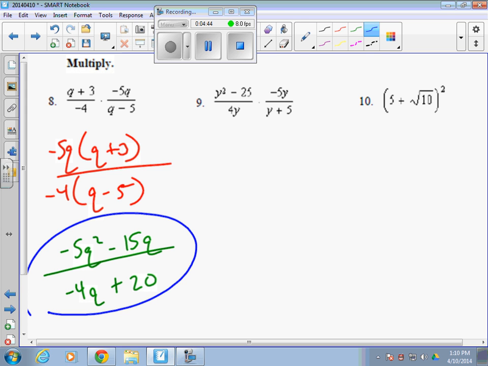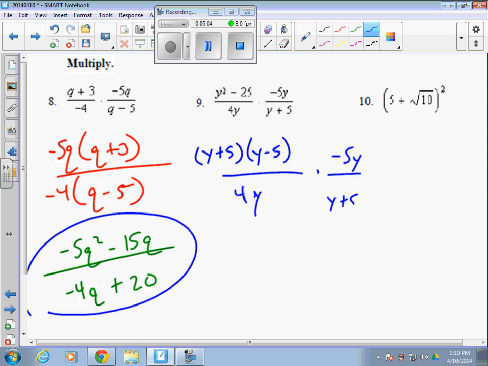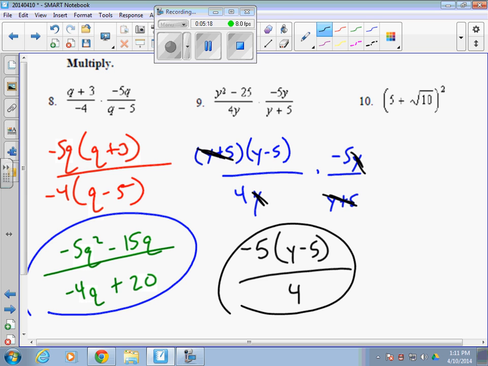Notice the top of number 9 says y squared minus 25. That's the difference of two perfect squares, y squared and 25. So you'd rewrite that as y plus 5 times y minus 5, over 4y. The other one says negative 5y over y plus 5. So we see a couple things we can cancel out. We can cancel out y over y, and we can cancel out y plus 5 over y plus 5. So look and see what's on top still. You still have negative 5, you still have y minus 5, and you still have 4 on the bottom.